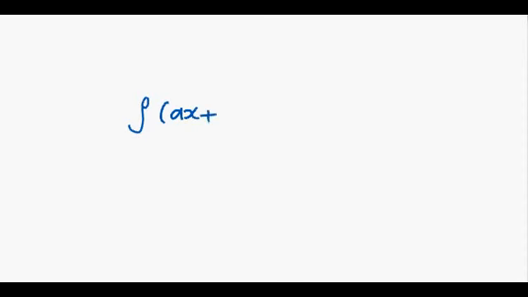Say (ax + b)^n, like that. It's still a polynomial, right? You can expand that out, you'll get something, and it'll be x to the power of something plus x to the power of something else, etc. So that's really great. But how do you deal with this?